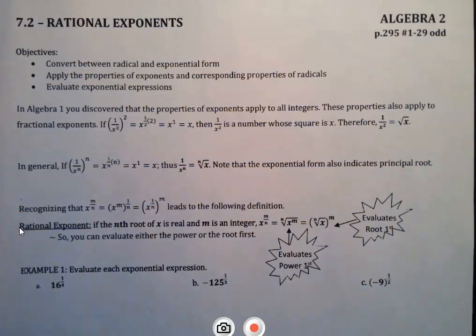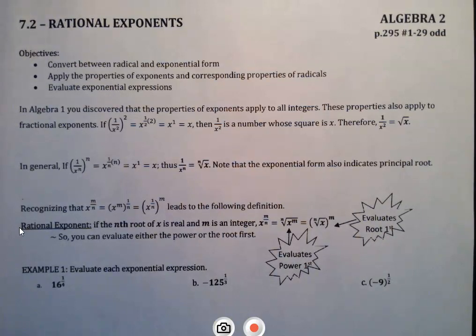Okay, so we are moving on to rational exponents today. It's going to be a wild ride. That I proclaim that's going to be a wild ride?